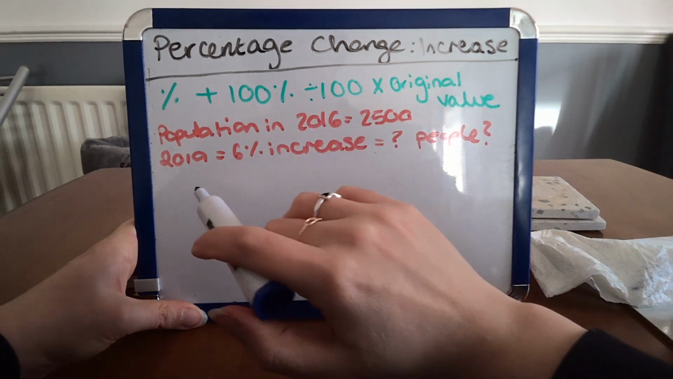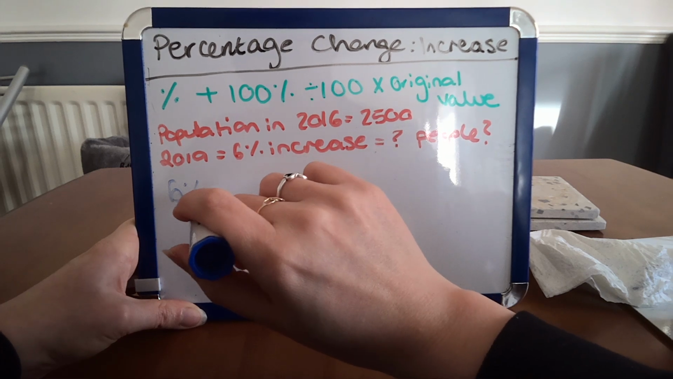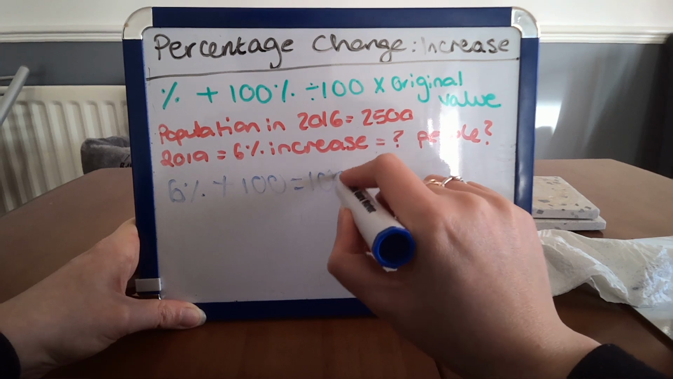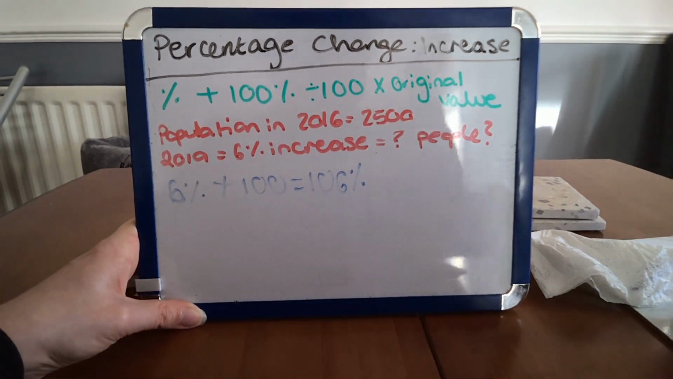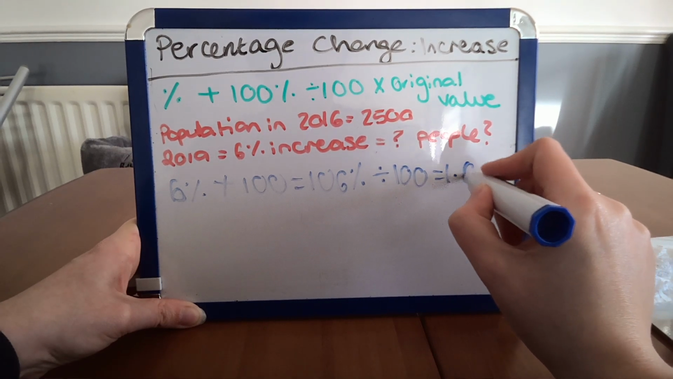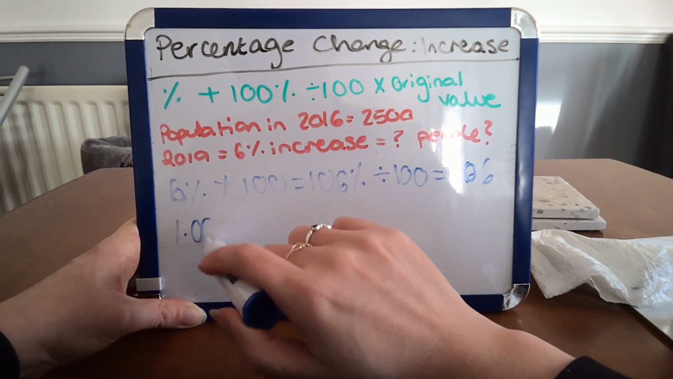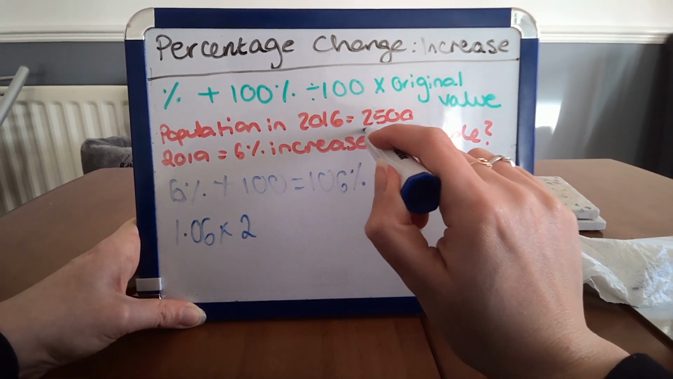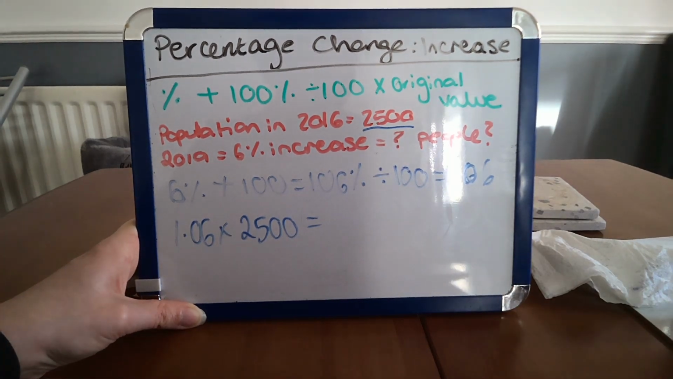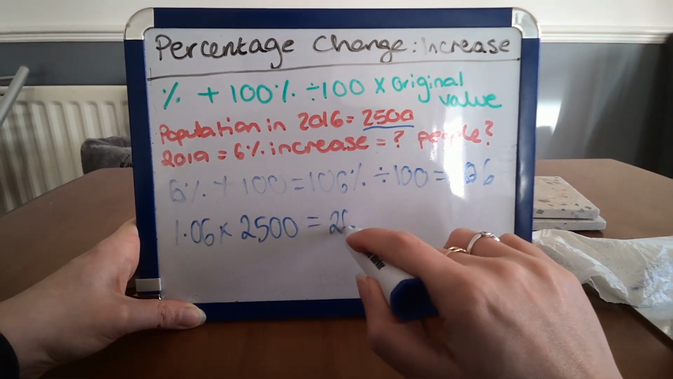So what we do is we do our percentage, which in this case is 6%, plus 100 equals 106%. We divide that by 100, which makes 1.06. We then times that by the original value, which in this case is 2,500. And that gets us 2,650.